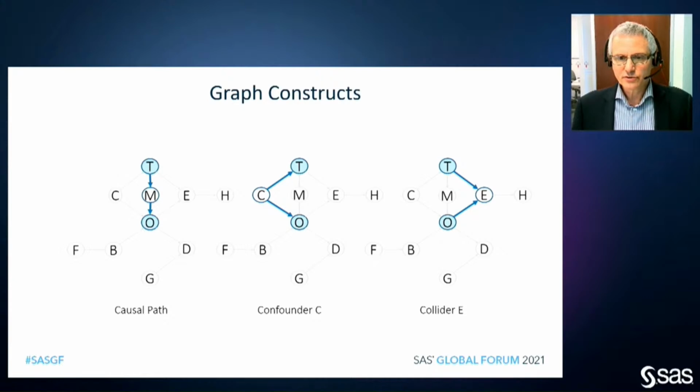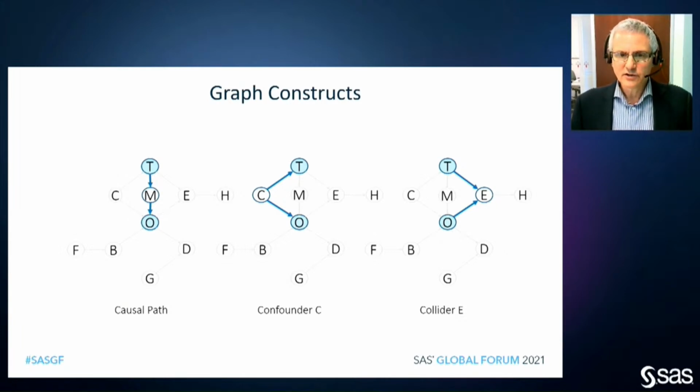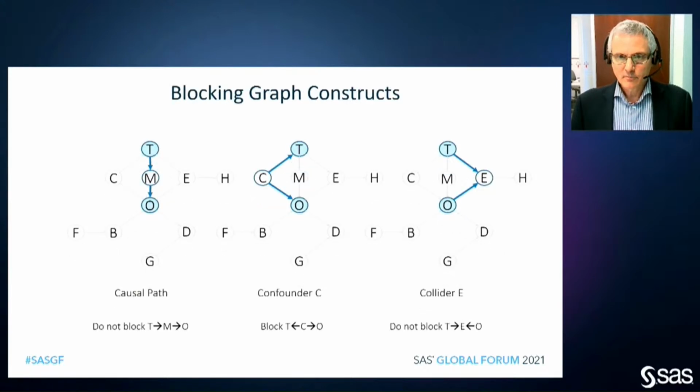The cause of interest, or treatment T, and the outcome O are associated in the causal and confounding constructs. They are not associated via a collider. To isolate the causal effect of interest, T, we need to dissociate the treatment and outcome from all confounding paths. At the same time, we must not dissociate the treatment and outcome in the causal path, nor should we introduce a confounding association via collider. More about that on this slide.